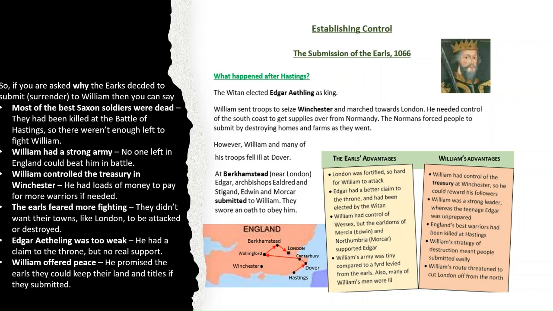Elsewhere on this page, you've got some work that talks about the Earls' advantages, reasons why maybe they didn't have to submit. The fact that William only controls a small amount of Britain. Edwin and Morcar are still in control of more of Britain than he is, so they could have fought on. William's army itself was nowhere near as big as a third of what you could gather together, the Anglo-Saxon soldiers, but of course, as we know, a lot of the best soldiers had already been killed.